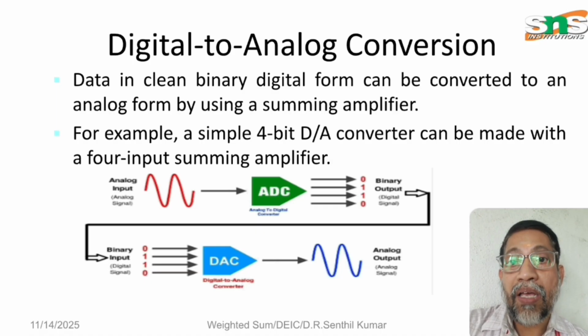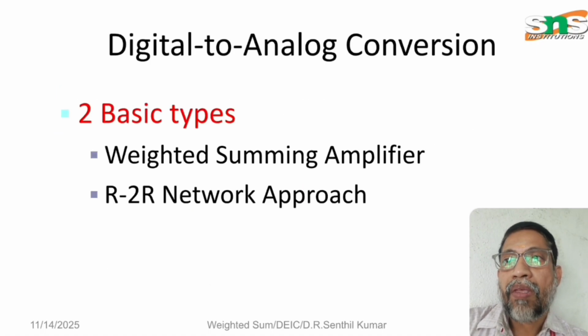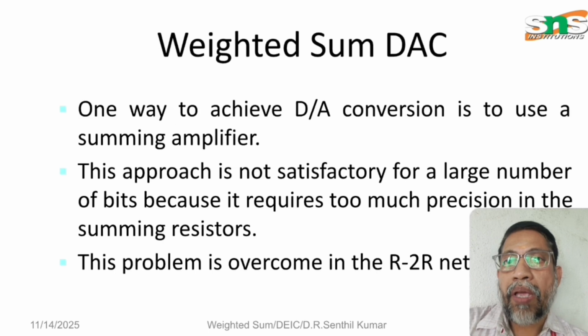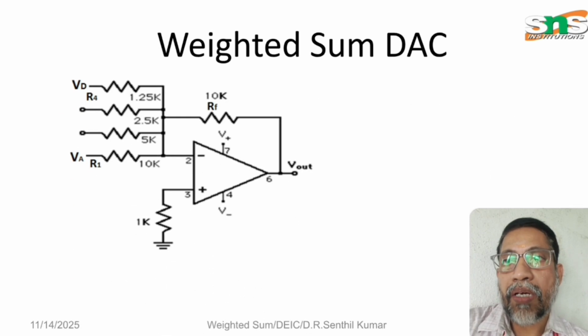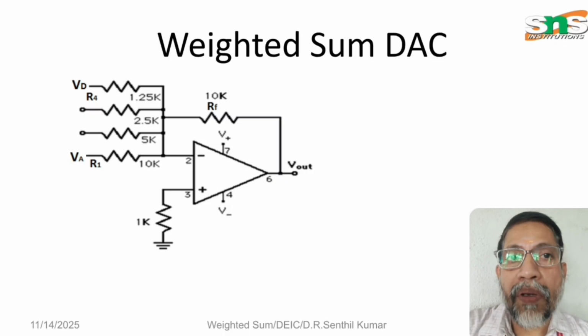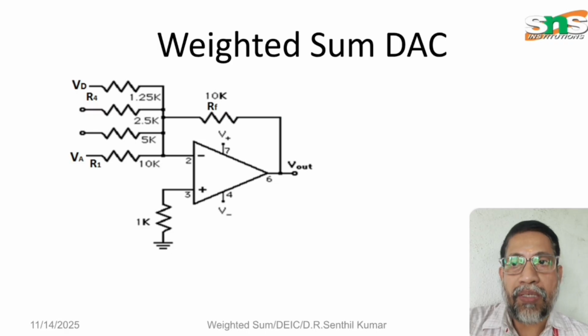Let me consider a 4-bit DAC converter. The diagram shows a DAC in blue color, where the 4-bit digital input is converted into an analog waveform signal. This is the weighted summing amplifier, the circuit diagram of a simple weighted sum DAC.